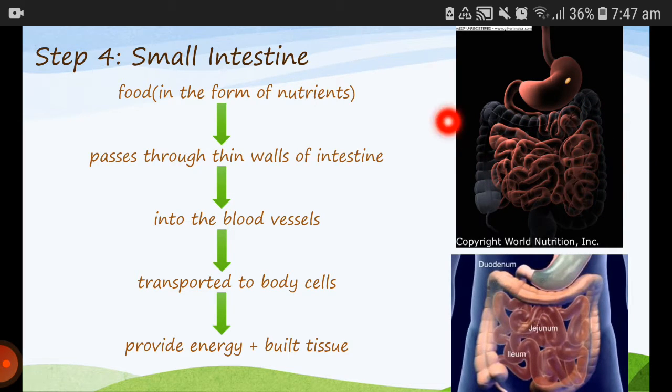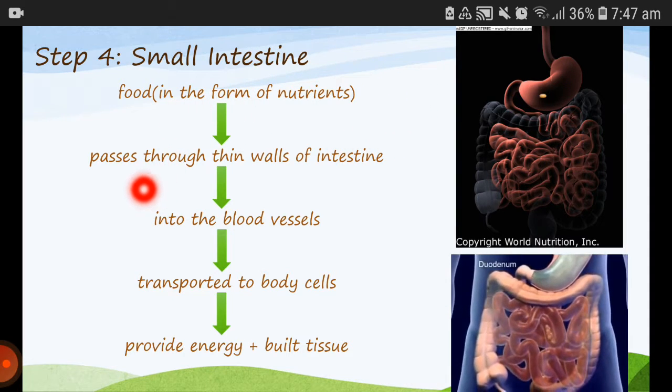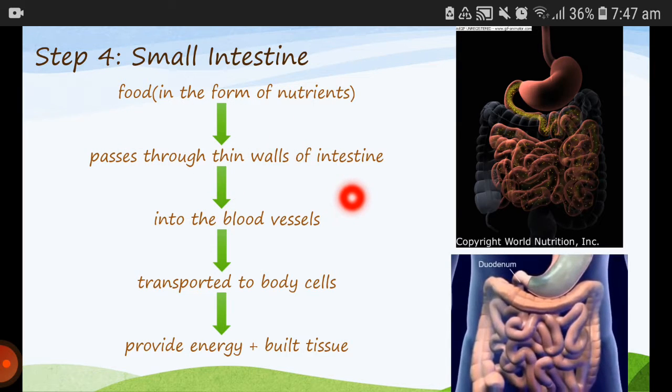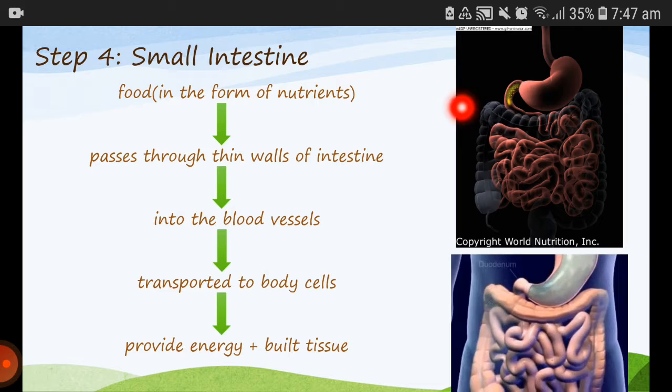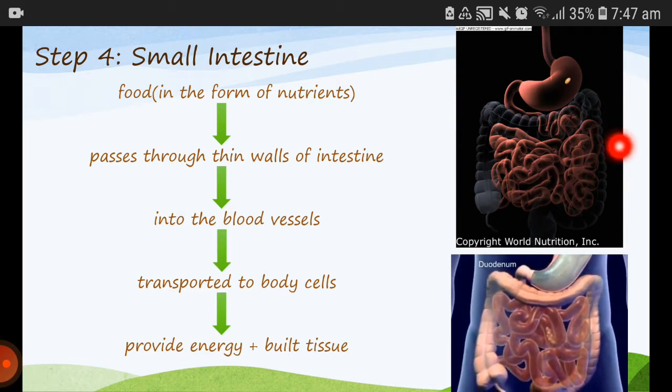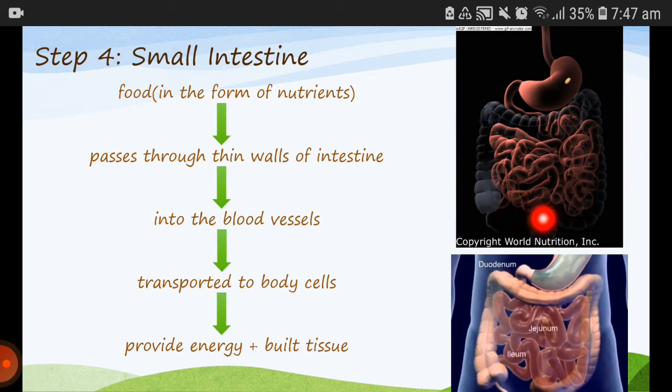Food is passing out. So after entering the small intestine in the form of nutrients, the food passes out through the thin walls of the small intestine. And where does the food go after passing out from the thin walls of the intestine? The food goes into the blood vessels. Now blood vessels, the vessels from which the blood passes, are surrounding all these organs. They are not drawn over here because that would have made the diagram very unclear and difficult to understand, but the blood vessels are surrounding all these organs, by a large number of blood vessels.